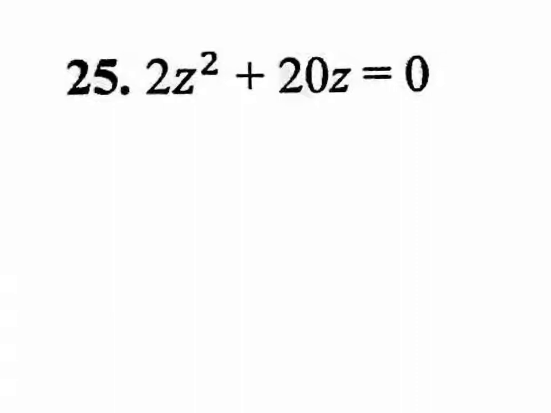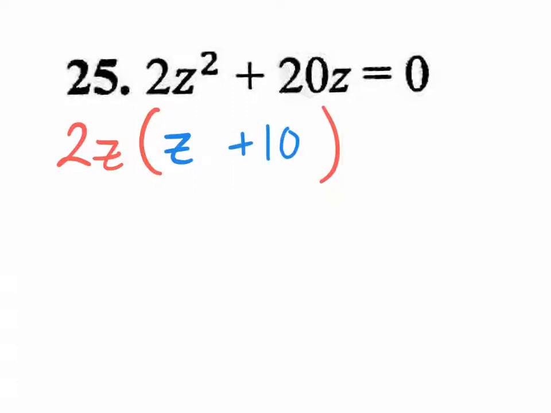Not only a z, but what? What's your GCF? 2 and a z. What would be left over on the inside if I pull out a 2z? A z plus 10. Now, why would I factor? Because now I have something times something, and it's still equal to 0. Again, if I didn't have equal to 0, I wouldn't be able to do the zero product property. But because I have equal to 0, I factor it to get multiplication, and now I'm going to split it and set them each equal to 0.